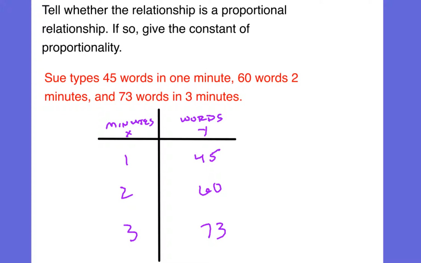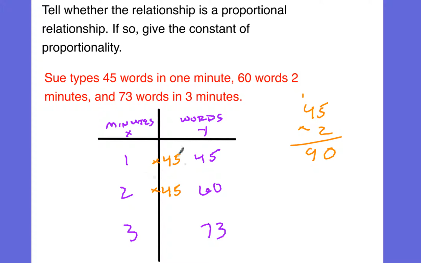So I want to determine if this is a proportional relationship or not. And if so, what is my constant of proportionality? So after 1 minute, we're multiplying by 45 to get 45 words. Okay, so now what I need to do is I need to see 2 minutes. Am I also multiplying by 45? Does that mean she is typing at the exact same pace throughout this? Is her pace constant for how fast she is typing? How many words per minute she's typing? So if I multiply 2 by 45, does it equal 60? So 45 times 2 is not 60, it's 90.